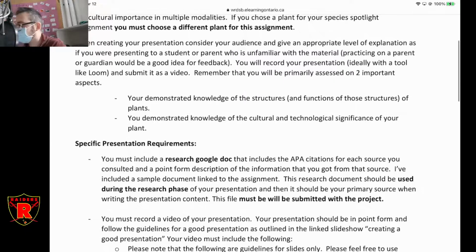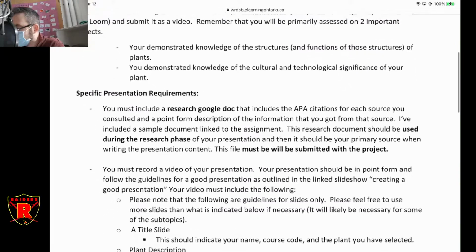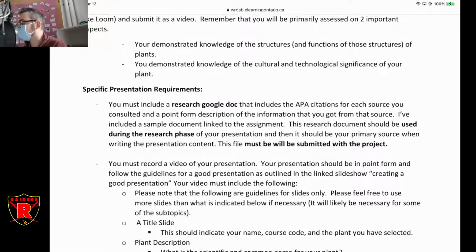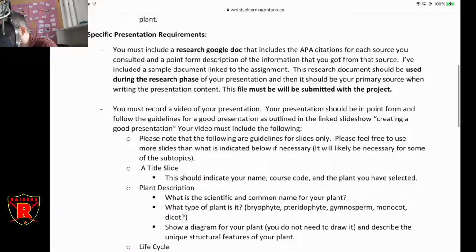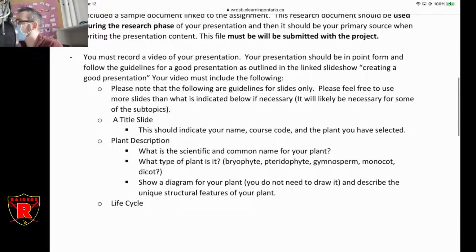Again, the purpose of this is that you're going to demonstrate some knowledge of the structures of plants, which is what we're learning about, and the functions of those structures. Secondarily, you're going to be talking about its cultural and technological significance to humans. Okay, and those are the two general things that you're demonstrating to me. So keep that in the back of your head as you're making your presentation: you're showing me your understanding of plant structures, and you're showing me what you have learned about it as a culturally significant plant.